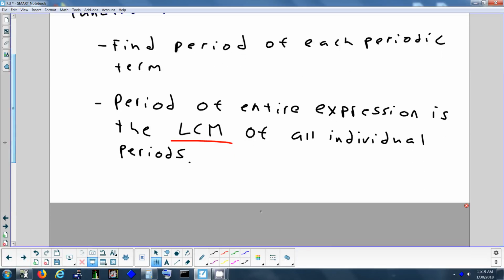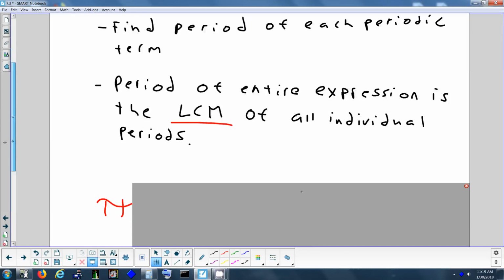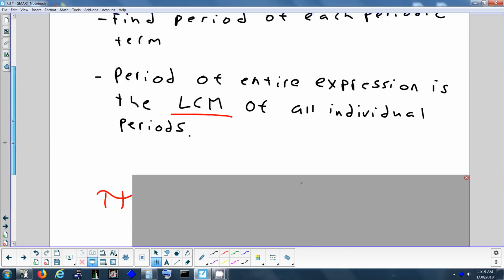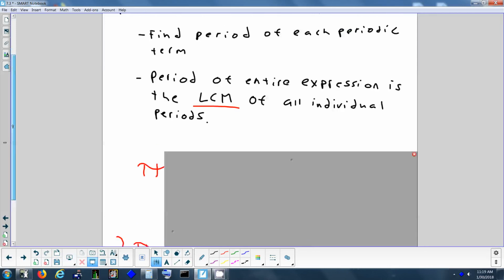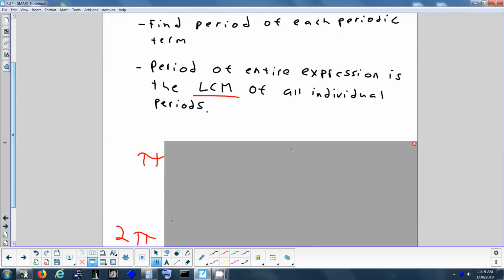So for example, let's say you had a periodic term and the period of it was pi. And you had another periodic term and the period of it was 2 pi. Can somebody just list off what are some multiples of pi?